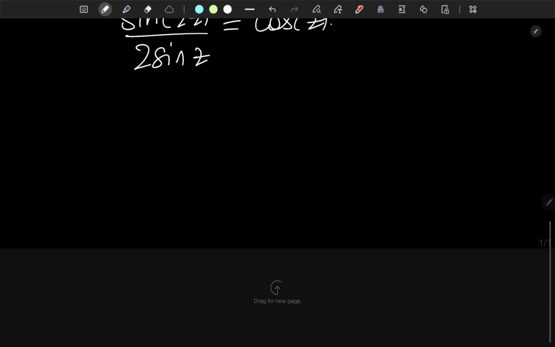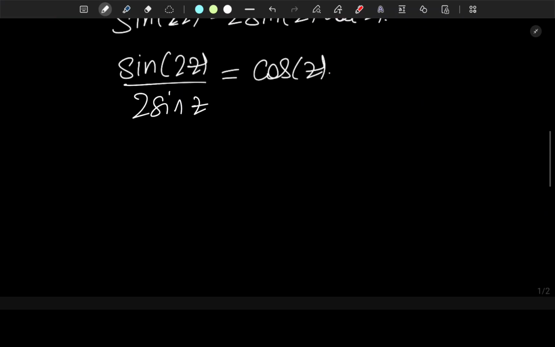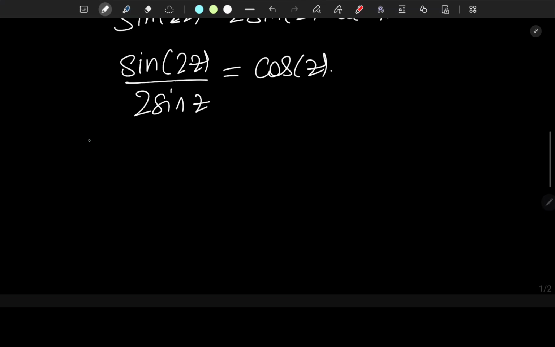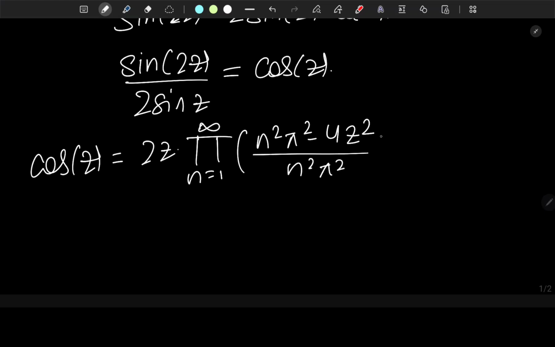So let's just do that here. So basically what we have so far is cosine of z becomes, I'm sorry, we had a factor of 2z in front as well, times the product as n goes from 1 to infinity of n squared pi squared minus 4z squared over n squared pi squared.